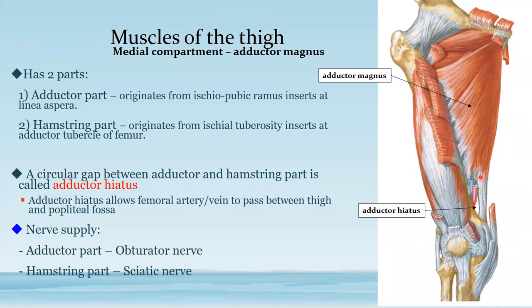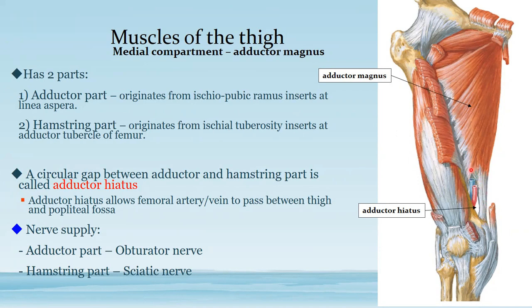While for the hamstring part, it originates from the ischial tuberosity. Remember, the ischial tuberosity is the part of the hip bone that you are sitting on when you sit. The hamstring part of the adductor magnus originates there, and it attaches at the adductor tubercle of the femur.